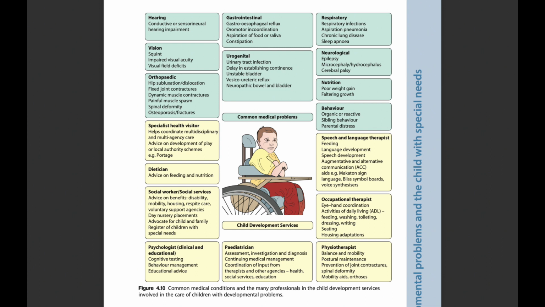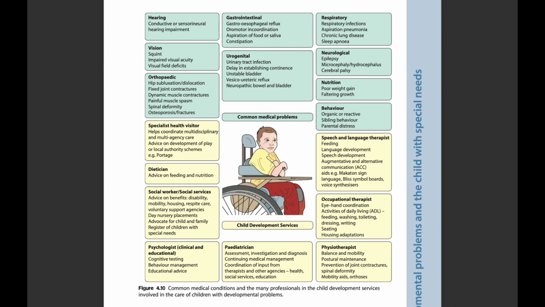Specialist health visitors help coordinate multidisciplinary and multi-agency care, with advice on development of play or local authority schemes, for example Portage. Dietitian: advice on feeding and nutrition. Social worker: social services advice on benefits, disability, mobility, housing, respite care, voluntary support agencies, day nursery placements, advocate for child and family, register of children with special needs. Psychologist, clinical and educational: cognitive testing, behavioral management, educational advice.